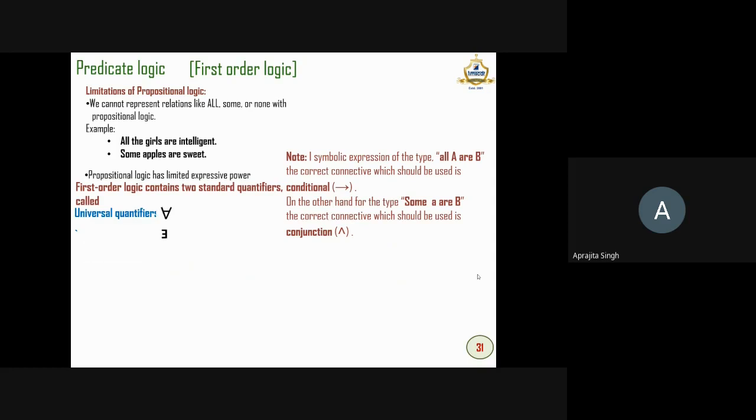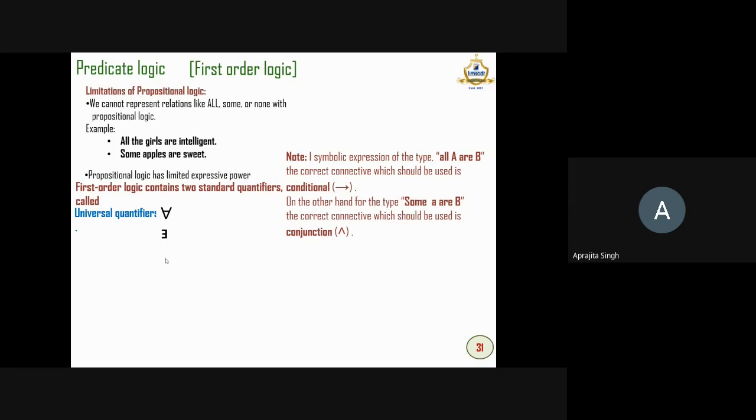So what is a universal quantifier? Some statements tell about all the individuals or objects belonging to a certain set. For that you use for all, the universal quantifier. And when do you use the existential quantifier? When you are talking about some. If the statement begins with something like for some, there is at least one, then you use an existential quantifier.